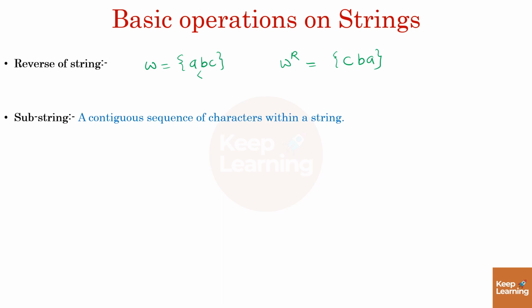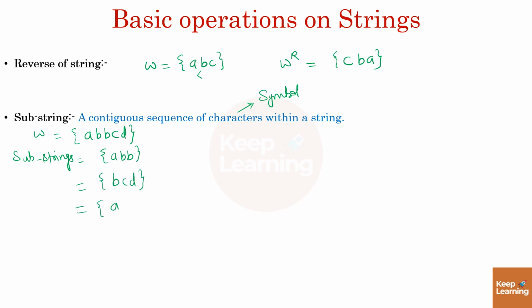Next concept is substring. So a substring is a contiguous sequence of characters within a string. Character is nothing but a symbol. So if a string like ABBCD is given to you, then the substring can be ABB. Another substring can be BCD. Another substring can be ABBC. AC will never be a part of this string because AC is not in a contiguous manner. Similarly, AD will also not be a substring, or ACD can't be a substring for this given string.